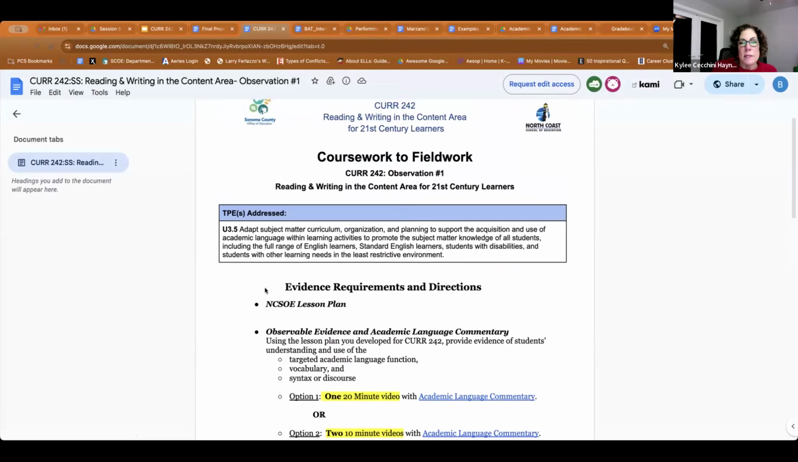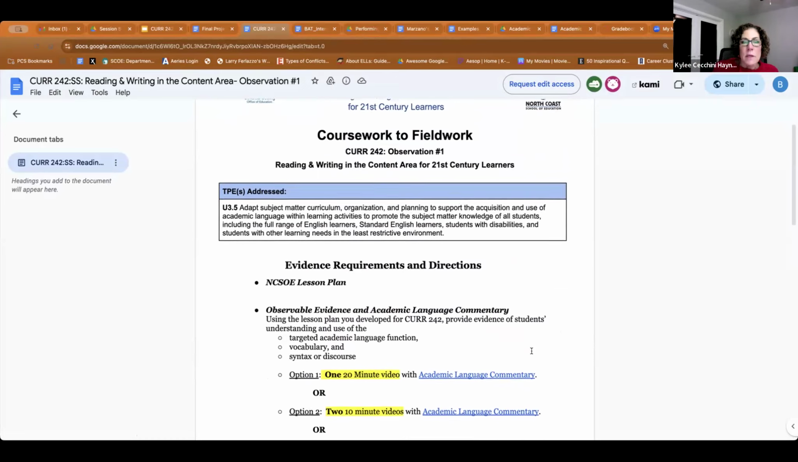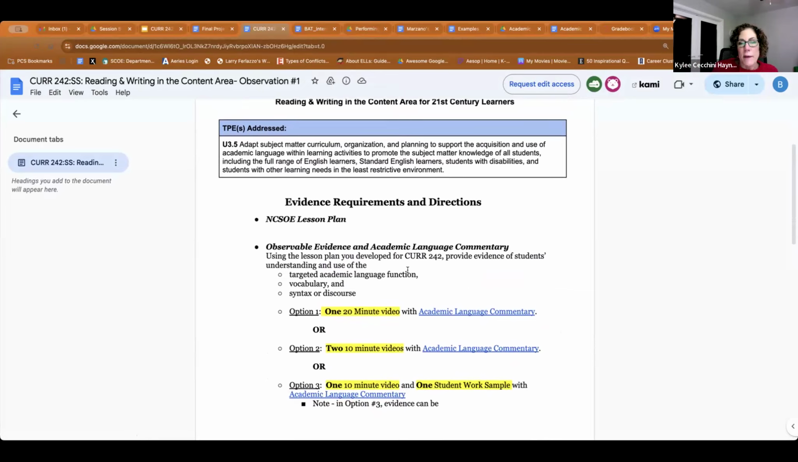What this says is the evidence that you've completed your coursework to fieldwork. The first one is the lesson plan. I think we're all cool on that. We know the lesson plan. You're giving it to me, and you're putting it into your fieldwork class. Now, here's the observable evidence piece. You have 3 options in how you want to provide evidence.